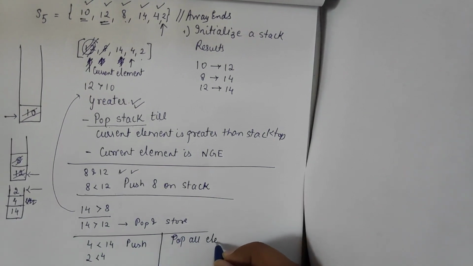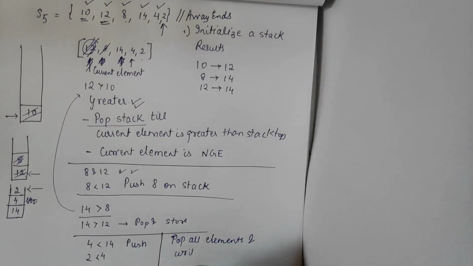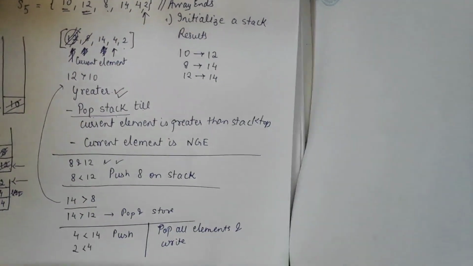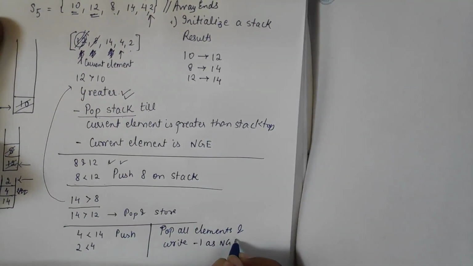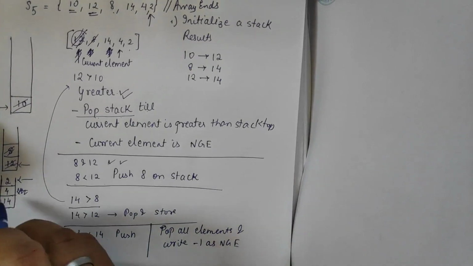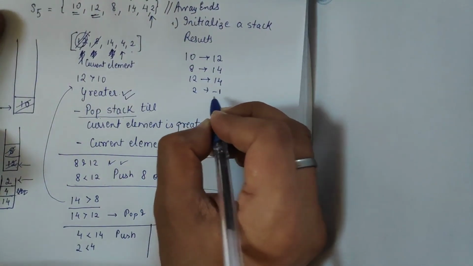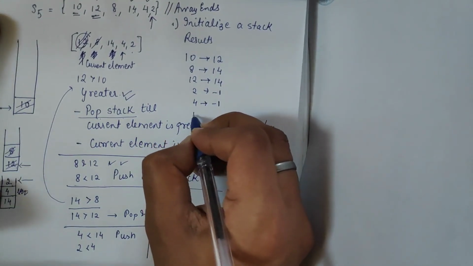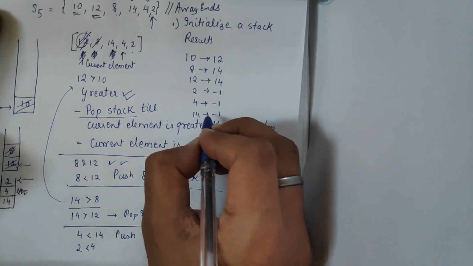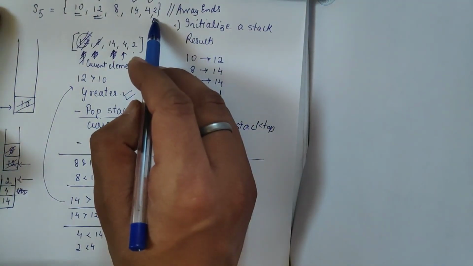pop all elements and write -1 as next greater element. So let us see what will happen. Then for 2, the next greater element is -1. For 4, the next greater element is -1. And for 14, the next greater element is -1. Why did we pop all this? Because we reached the end of the array.